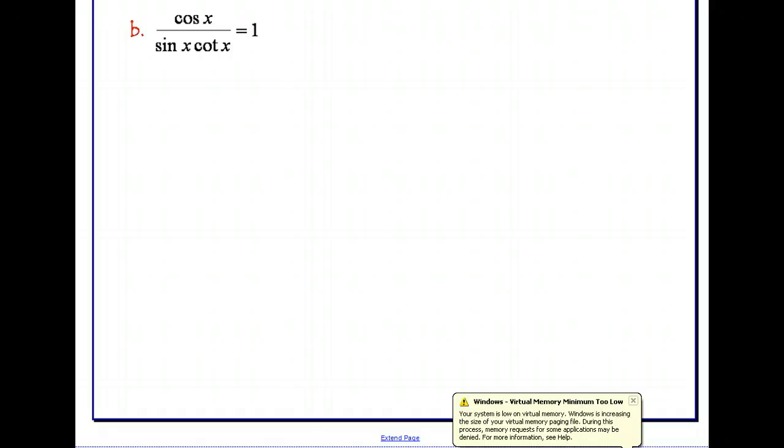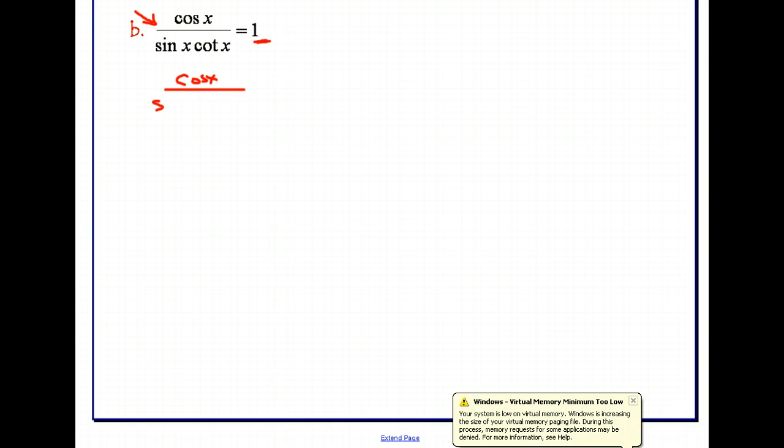Okay, here's our second one. I've got cosine over sine times cotangent. I want to show that whole thing equals 1. So what's the more complicated side? Right here, the left side. Several approaches to this. I've assigned this in other years, and I know people take several approaches. I'll show you one approach.